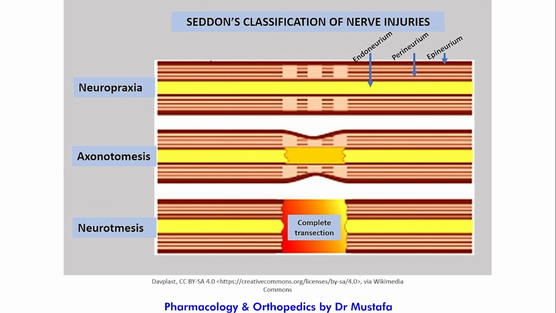And this picture explains the Seddon classification. In neuropraxia, there is only pressure on the nerve. There is no injury whatsoever. In axonotmesis, there is a pressure that leads to an injury in the nerve, but the nerve is able to regenerate, so it would heal like that. In neurotmesis, there is a complete transection of the nerve, so basically it's a complete cut of the nerve, and it has to be explored and treated surgically.